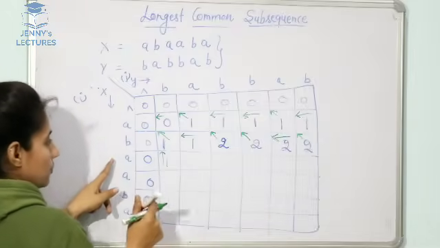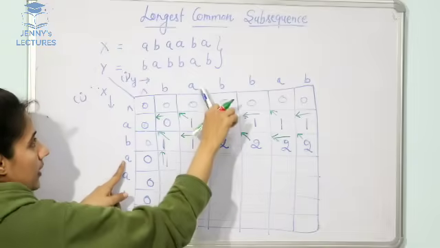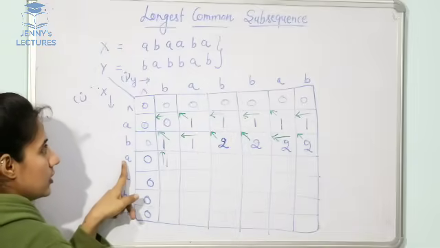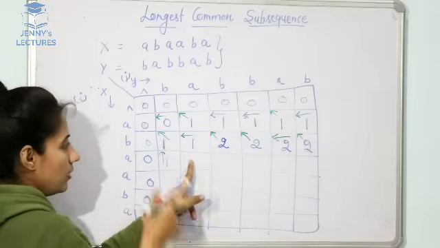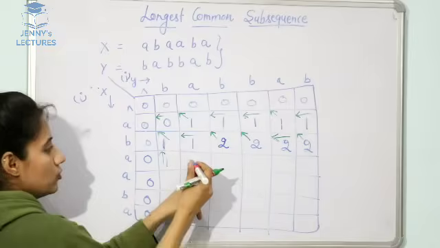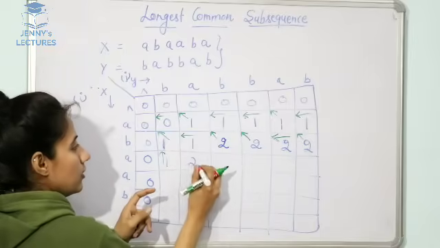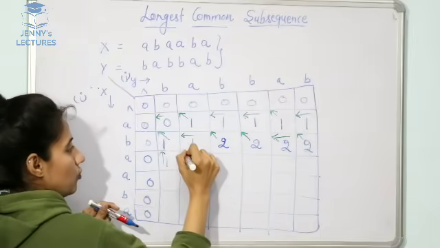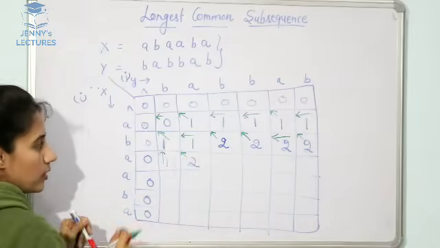Okay. Now A and A both are same. In case both are same, then 1 plus this value, the diagonally upper value. 1 plus 1 is what? 2. We will write 2 at this place, and the arrow would be like this. We have taken this one.